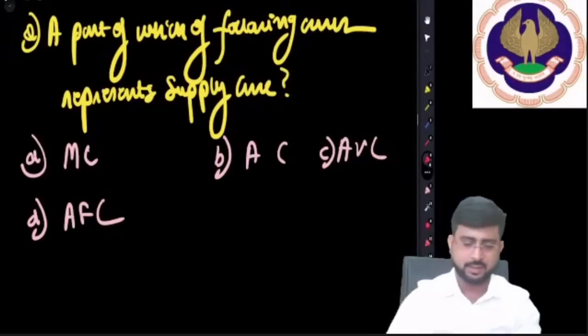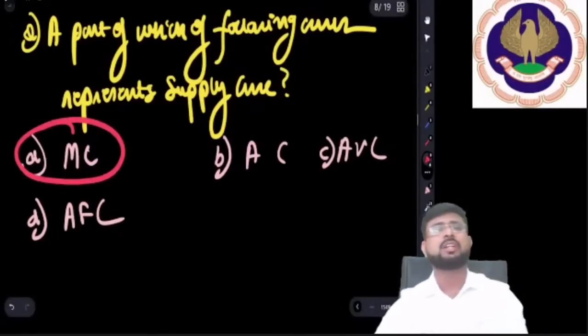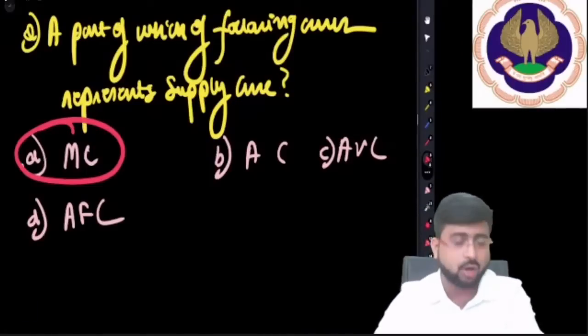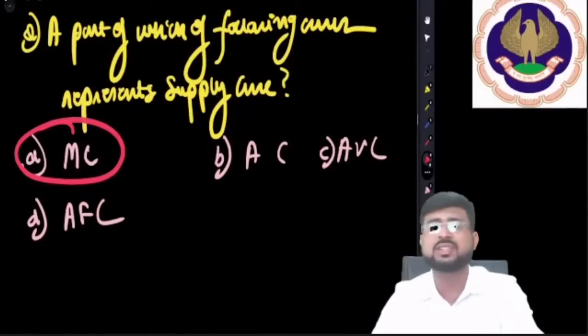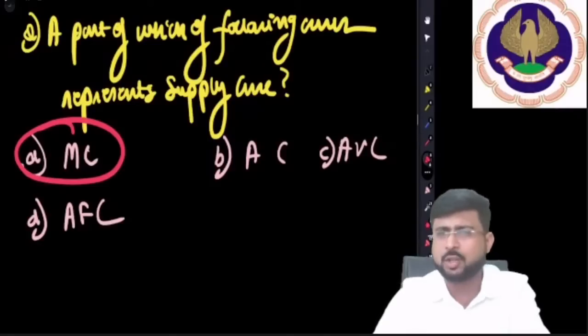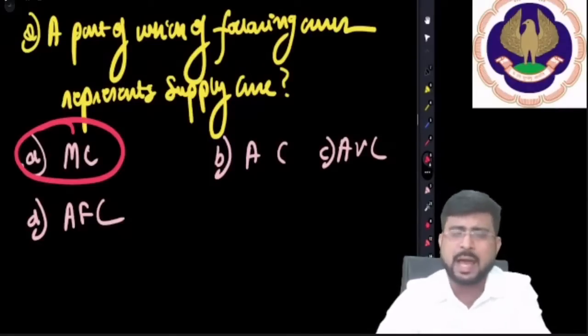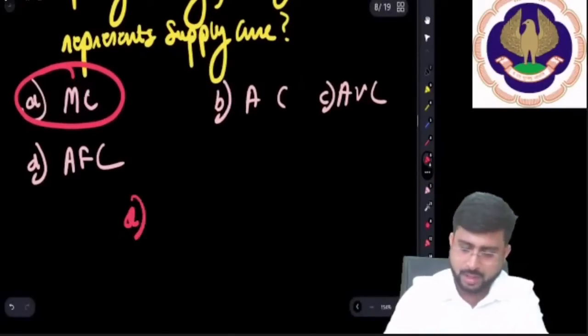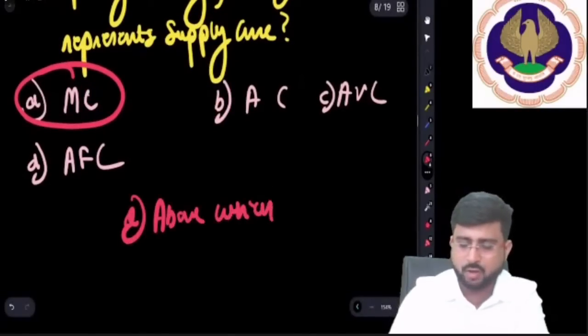Okay, correct. So the answer is the marginal cost curve. It's the part of the marginal cost curve that represents the supply curve. Can you tell me which part of marginal cost? I mean, above which point? Just a question that struck my mind. Above which point of MC?